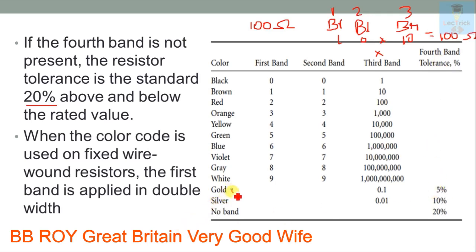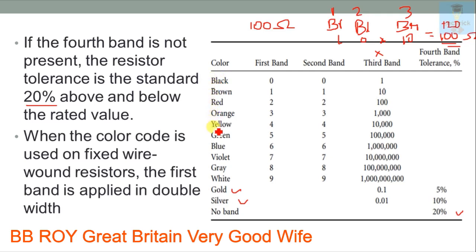The fourth band will be the tolerance. It will vary, like gold or silver, and if there is no fourth band, then you need to consider 20% tolerance. That means if it is a 100 ohm resistor, 20% means plus or minus 20, so it may be 80 ohm or 120 ohm.